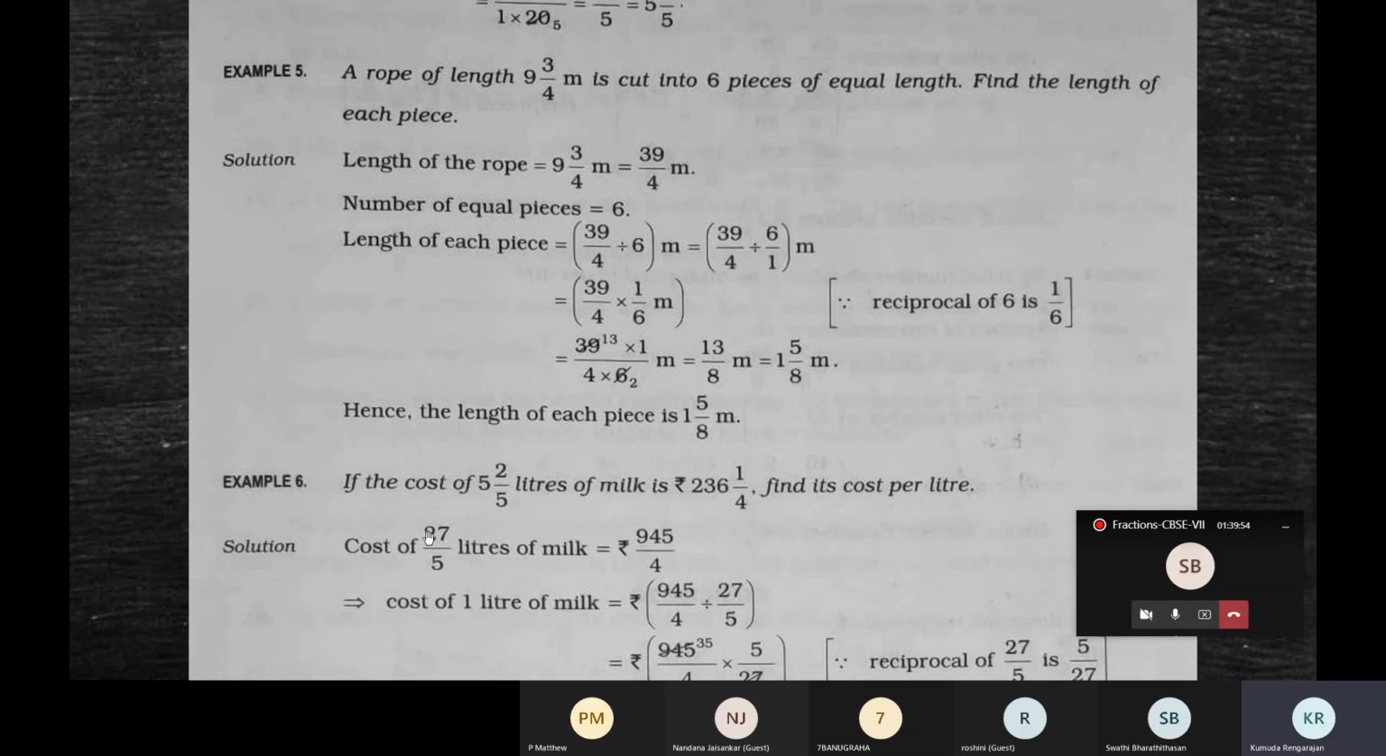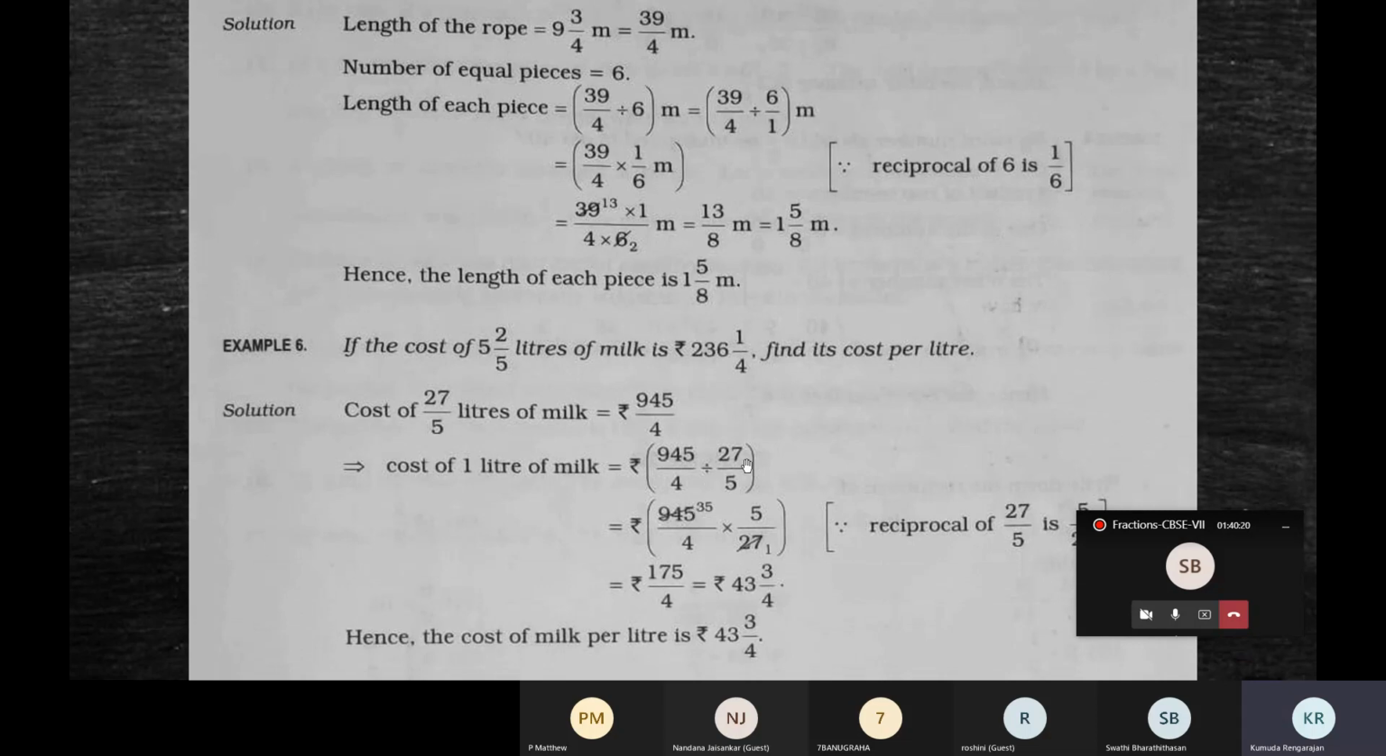divided by this number 4. This number first divided by this number. You must write this one first. Similarly, here you must write this value first, 945/4, and then this one, 27/5. You must write this fraction first and then this fraction, and use the division sign in the middle because you know it is division.